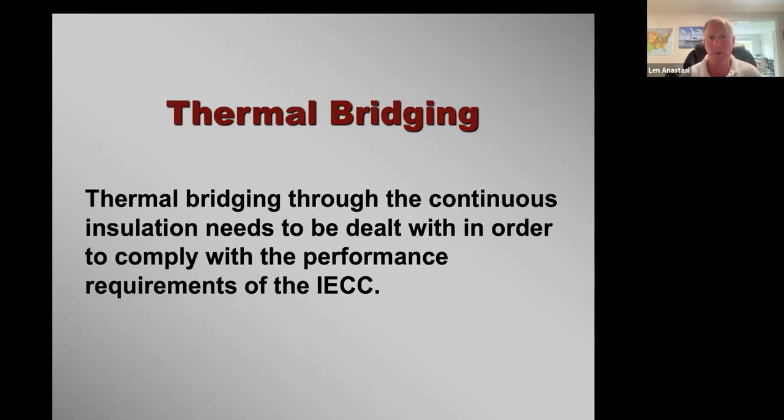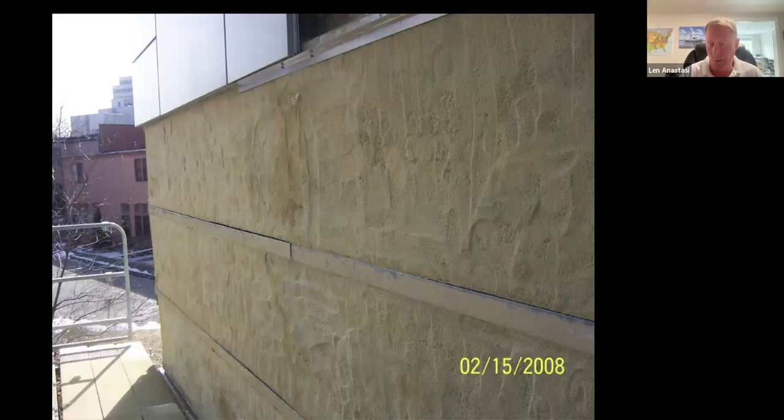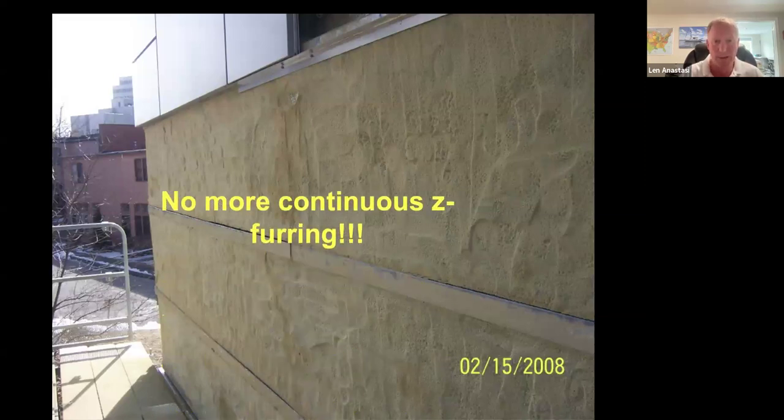Another way we dealt with it was the air barriers. You don't want air flowing through and around your insulation, and that helped too. So the thermal bridging needs to be dealt with in order to comply with the prescriptive requirements of the IECC. What we used to do is continuous Z-furring. Now we can't do that anymore with that definition.